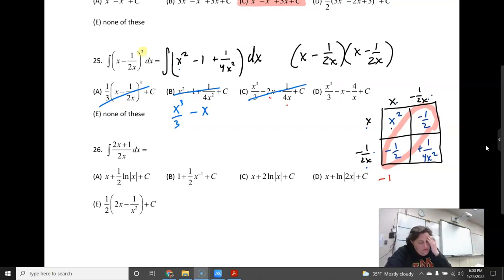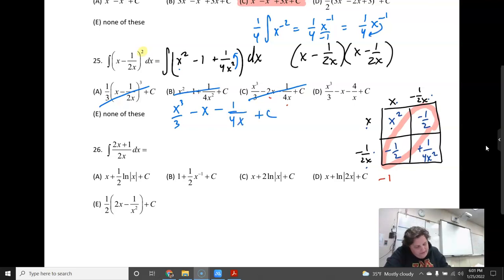And then we got to integrate 1 over 4x squared. I really hate these problems with the none of these, because otherwise I could have just picked that. But let's integrate 1 over 4x squared. The 1/4 I can take outside, and then we're going to integrate x to negative 2. So it becomes x to negative 1 over negative 1. So this is 1/4, and then x to negative 1 comes down here, plus c.